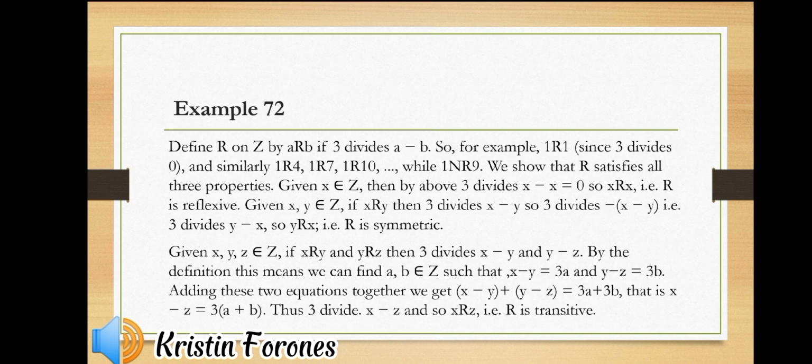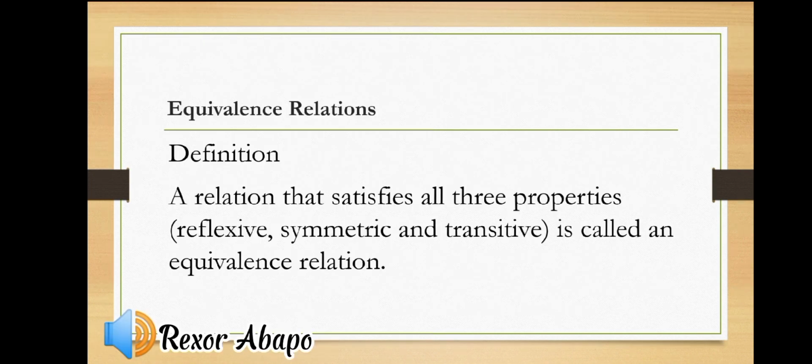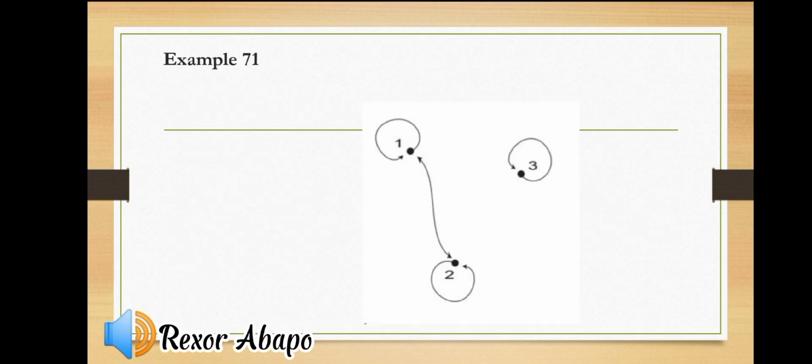And by this definition, a relation that satisfies all three properties, reflexive, symmetric, and transitive, is called an equivalence relation. As you can see here in example 73, the 1, 2, and 3 are examples of reflexive, symmetric, and transitive, and those are equivalence relations.